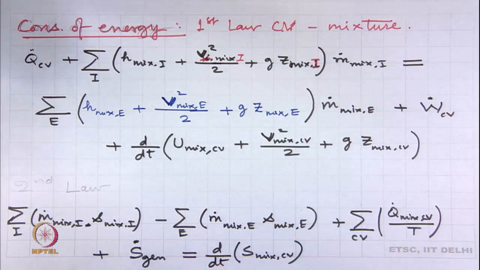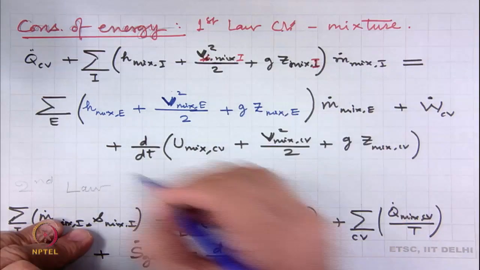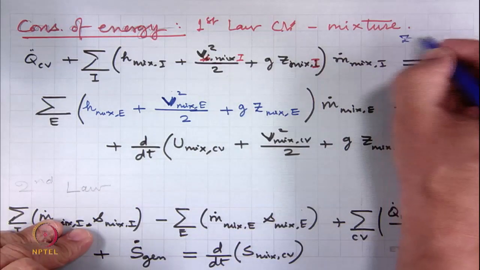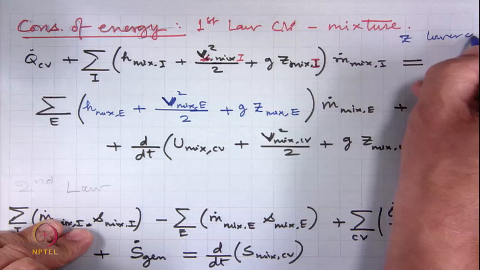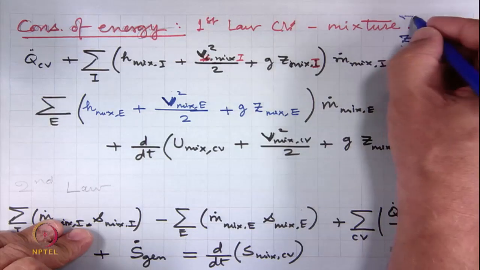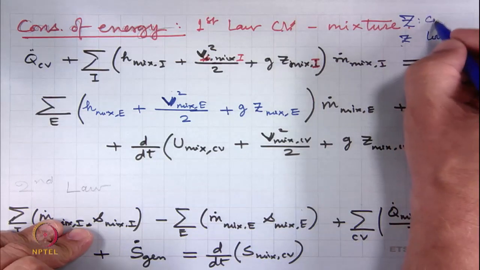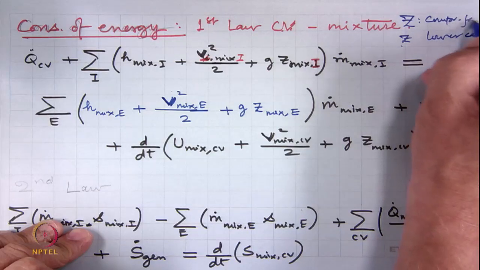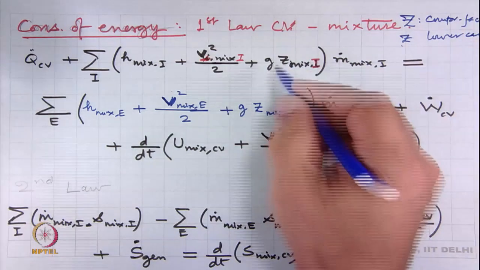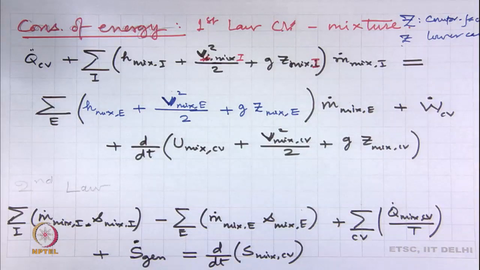We do not have a confusion in the z's here, because for elevation z is lowercase and capital Z was the compressibility factor. So, need to be clear that these are the lowercase z's.